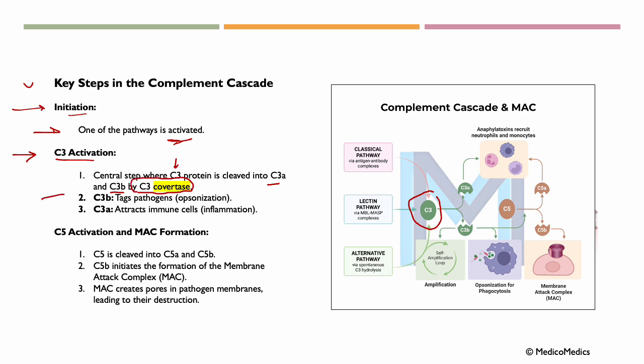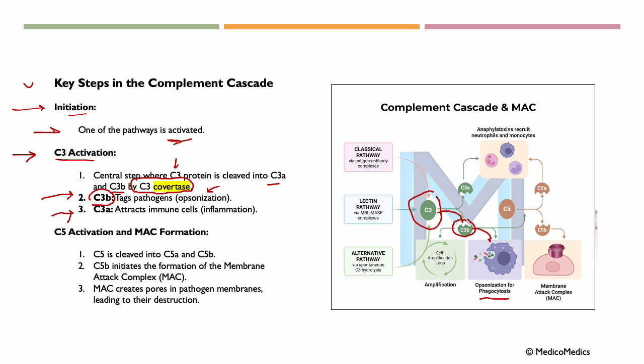Now, C3b binds to pathogen surfaces, marking them for opsonization. If you remember from the beginning of the lecture, we talked about opsonization, so marking pathogens for destruction. So this is the key role of C3b. You can also follow here in the illustration. We have C3b here with a pathway to opsonization for the purpose of phagocytosis.